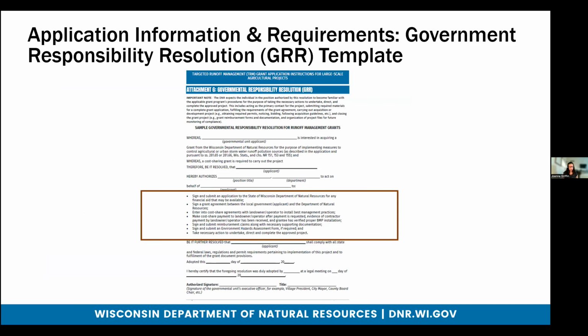So this slide shows the GRR template that's to be used by grantees when establishing the ARGO. The GRR must include the language in the red box. It is not required that you use this template, but you do need to have all the content that is required.